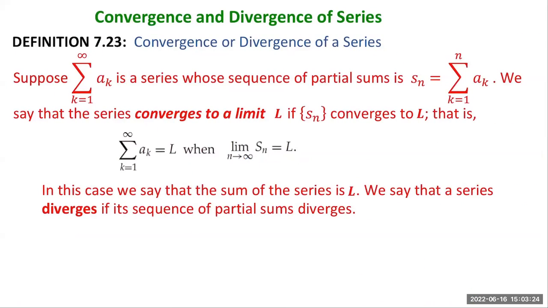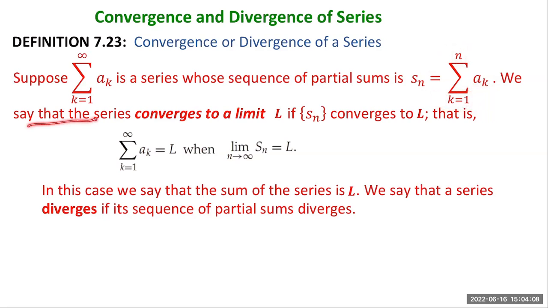The next thing I want to talk about is the convergence and divergence of a series. When do we say that a series converges, and when do we say that a series diverges? Here is the definition. Suppose we are given a series, the sum from k equals 1 to infinity of ak, whose sequence of partial sums is Sn equal to the sum from k equals 1 to n of ak. This is the definition we had, right? For the sequence of partial sums, this is of course the nth partial sum. You take the summation of the first n terms, that is nothing but the sum from k equals 1 to n of ak.